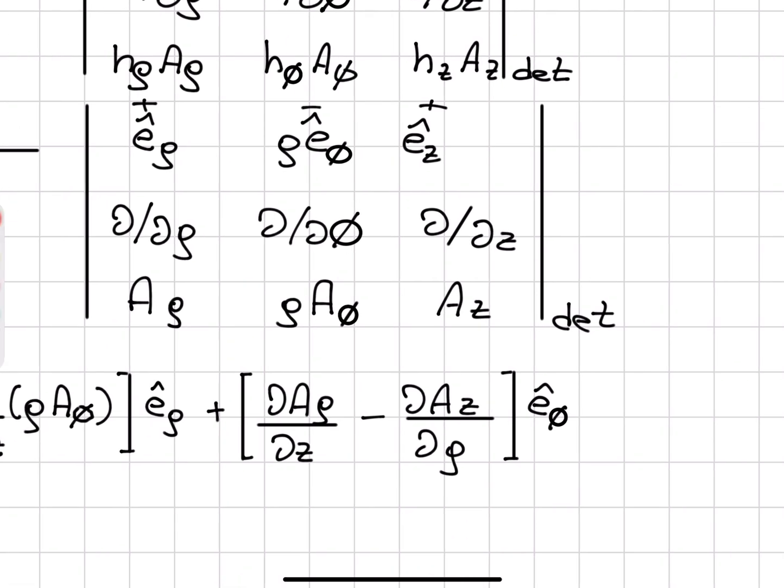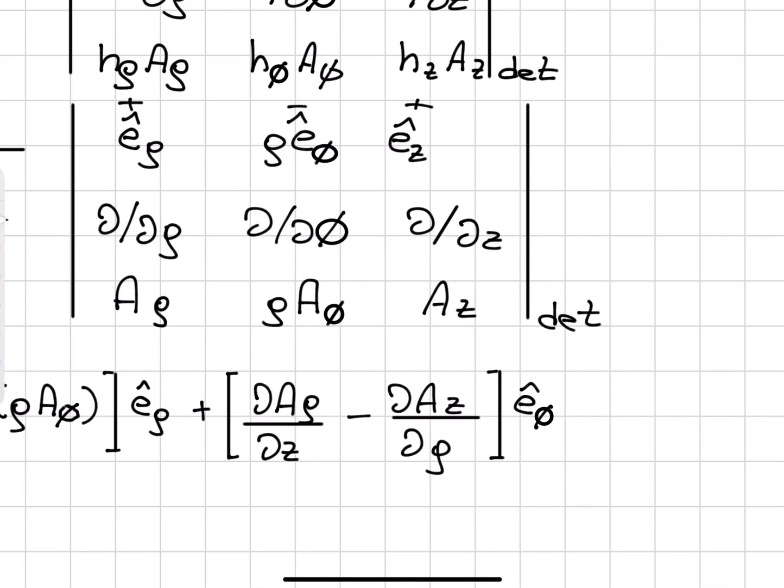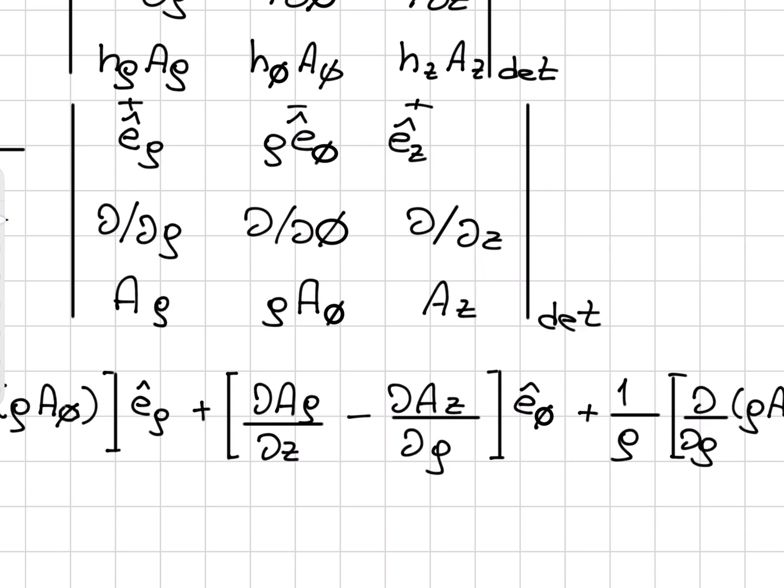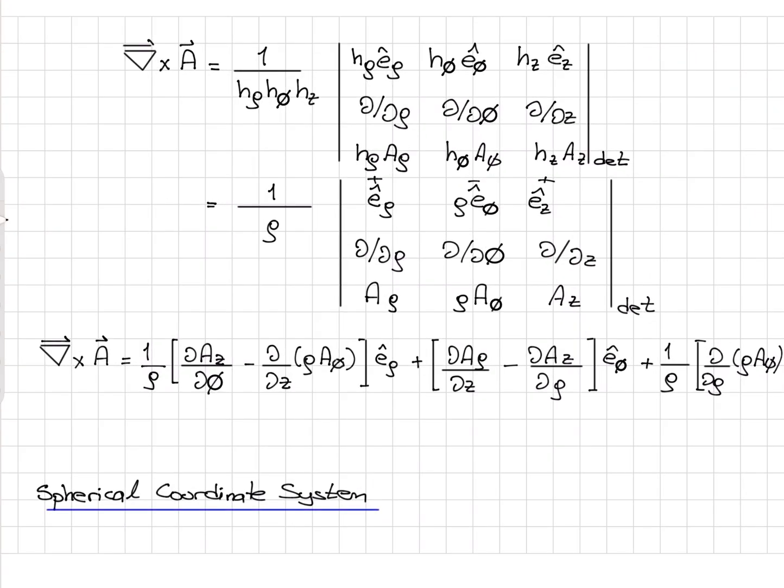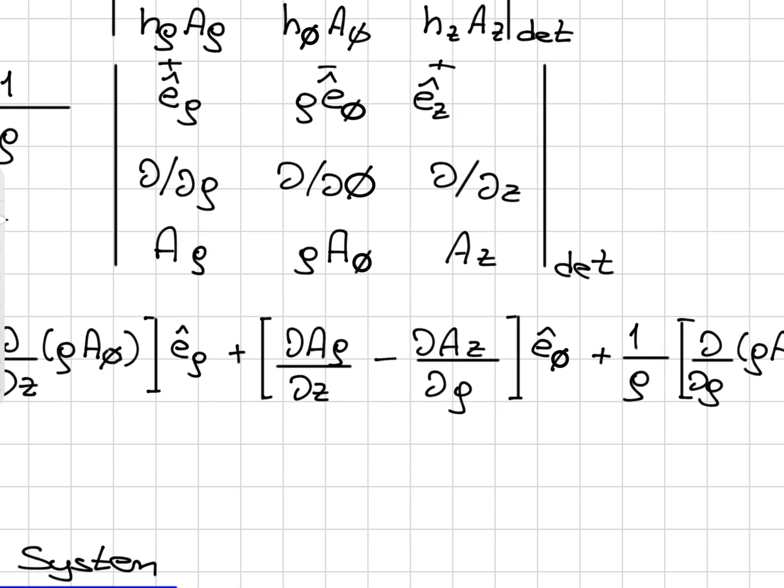And the last term, I cross the first row and last column, del rho of rho a phi minus del phi of a rho. And there's the 1 over rho prefactor. So plus 1 over rho del rho of rho a phi, and then I'm going to get a minus del a rho del phi in ez hat direction.